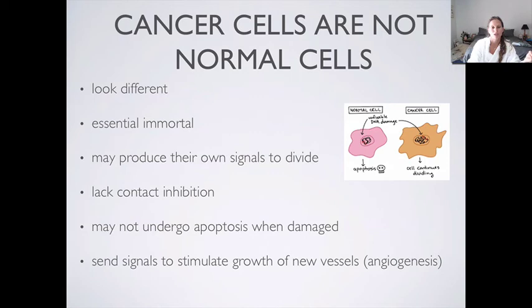And the other thing that's really interesting about them is they send signals to stimulate the growth of new blood vessels. And the reason why they do that is because they are dividing so quickly. They're very metabolically active and they need a lot of resources. They need a lot of nutrients. And the way we get all of our cells good nutrients, as we know, is from our blood. So basically what they do is they send out these signals to grow their own vascular supply. And the fancy word for that is called angiogenesis.